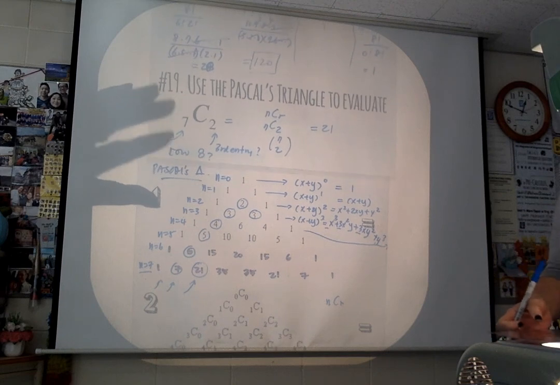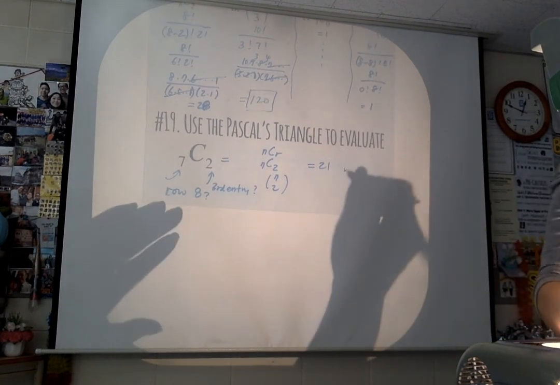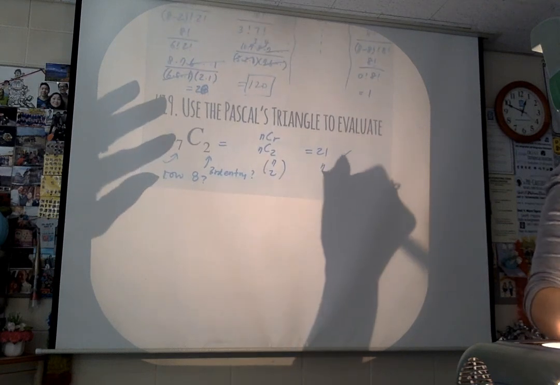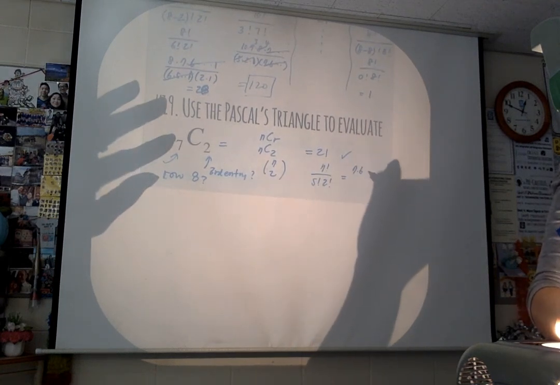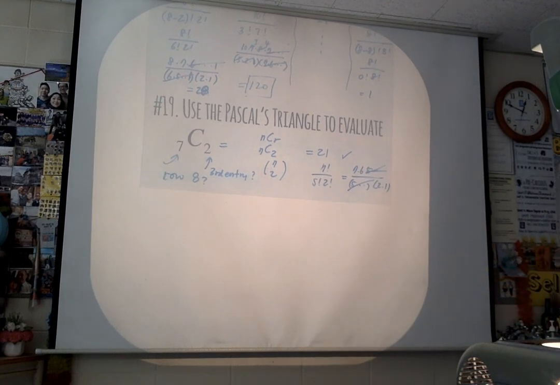That's what that's telling you to do. So if it says to use the Pascal's triangle to evaluate, that's how you calculate that. But it's not super important, because you know how to calculate this. It's 7 factorial over 5 factorial times 2 factorial, which is 7 times 6 times 5, and everything from 5 and beyond goes away, and then you have your 2 times 1, which is going to be 21 anyways.